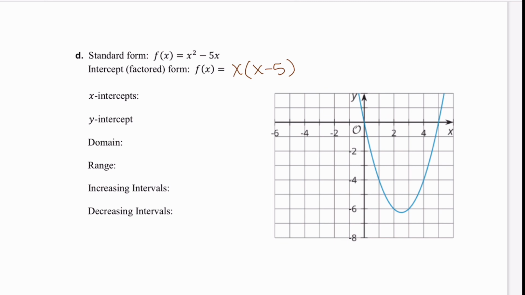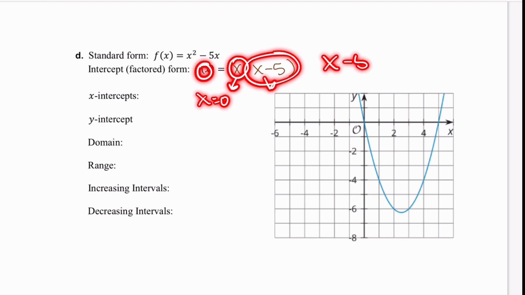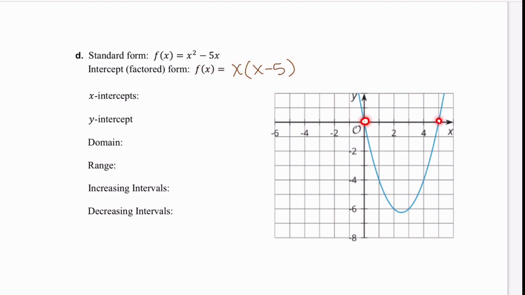So if I want to find the x-intercepts, I'm going to set my y equal to 0, and then I set each piece equal to 0. So x equals 0, and x minus 5 equals 0, and so we add 5 to both sides, and x equals 5. So at 0 and 5 are where the graph crosses the x-axis. So we have the point 0, 0 as an x-intercept, and 5, 0 as an x-intercept.